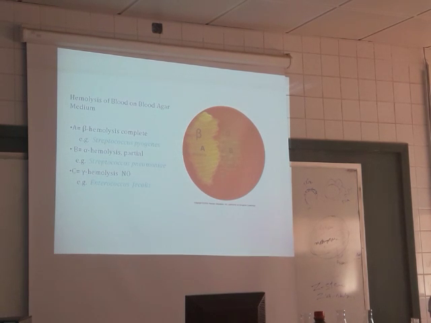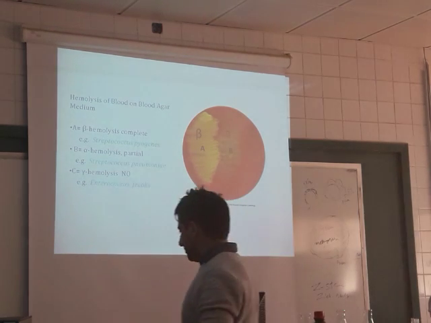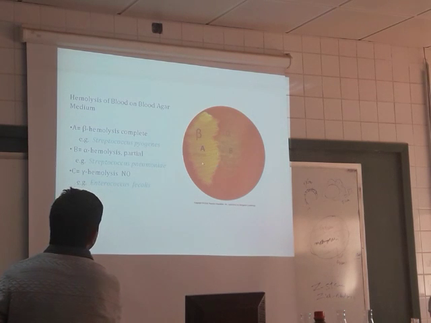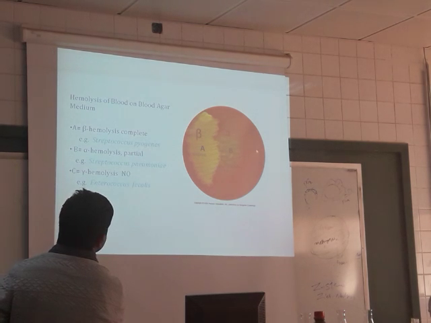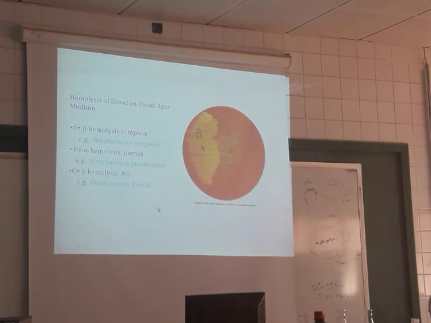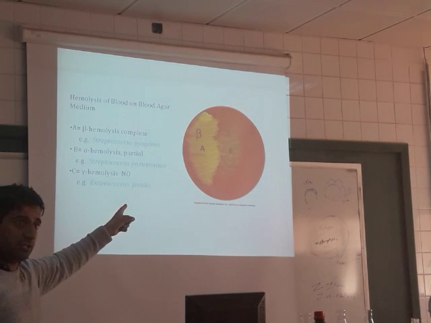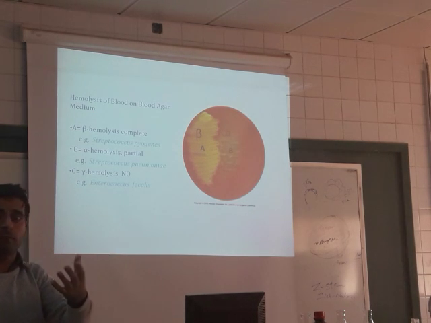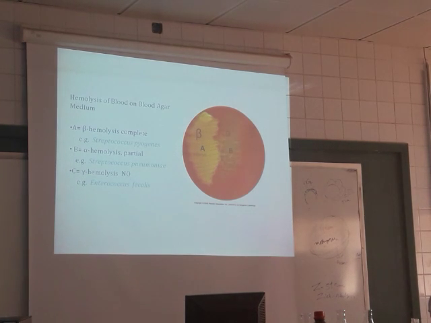But here it is not clear. If you look, it looks yellowish, slightly greenish. Alpha hemolysis is called partial hemolysis. And C, there is no hemolysis at all. Example, Enterococcus. Understand? You see the role of a media. What is important here to understand the role of a media?